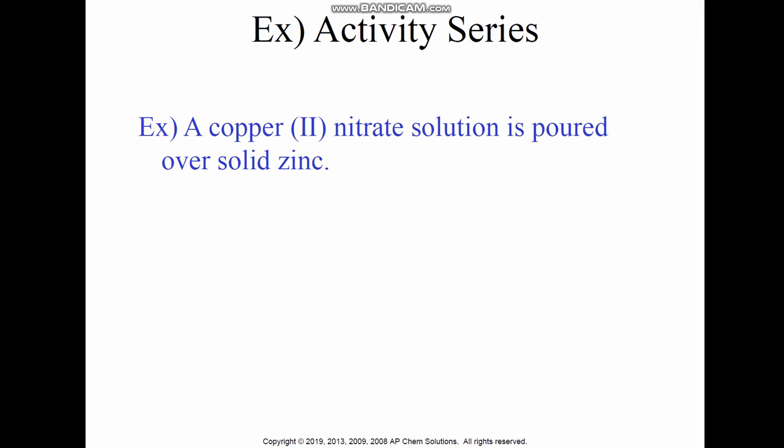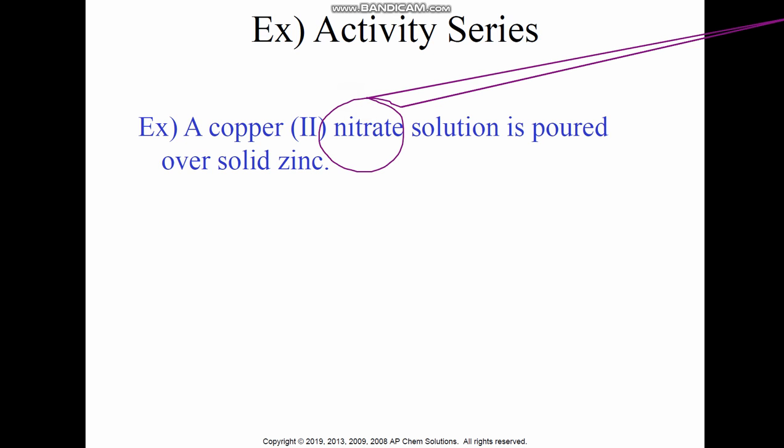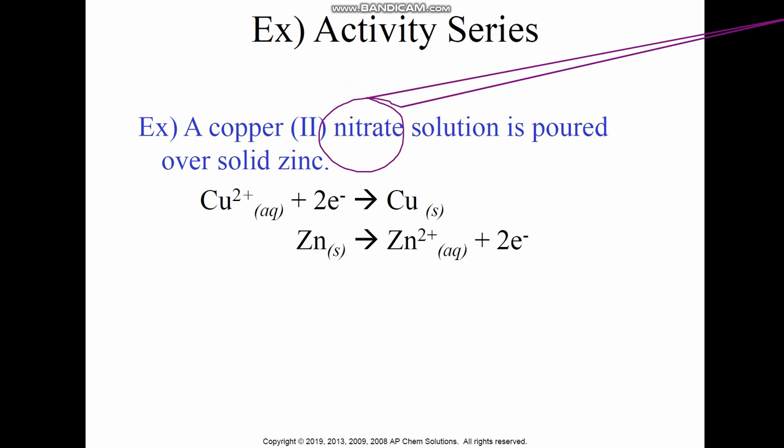Here we're going to look at how to write a half reaction for a redox reaction like this. A copper 2 nitrate solution is poured over solid zinc. We know that all nitrates are going to be soluble, so this should break into ions. Copper is the only species that can gain electrons or be reduced. So zinc is going to be the half reaction that is the oxidation reaction.